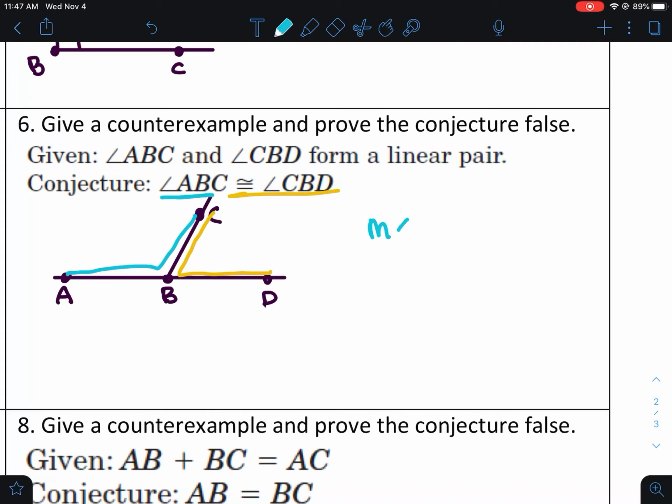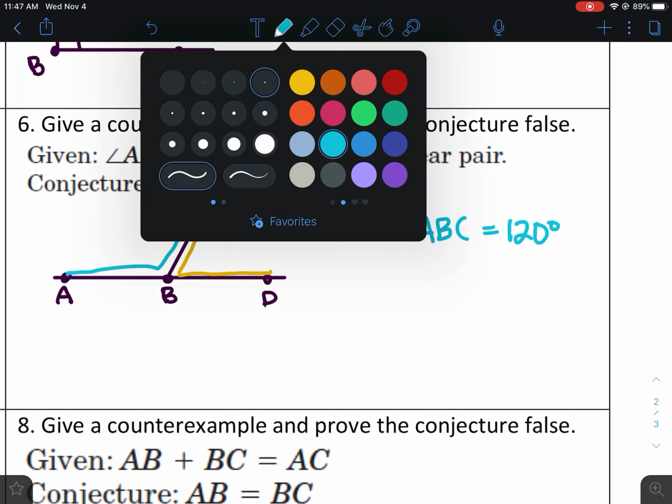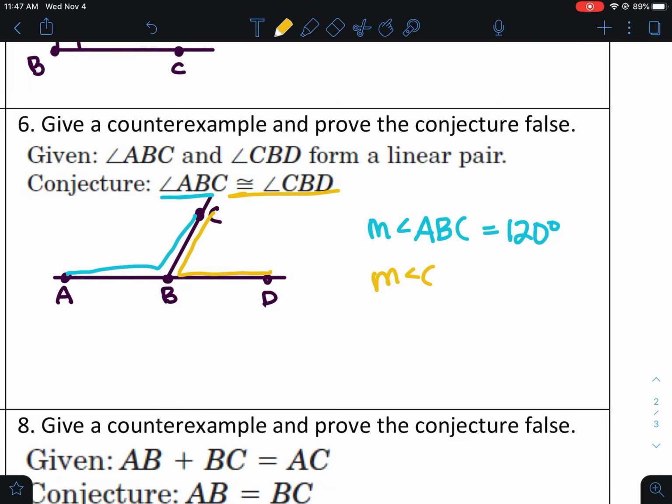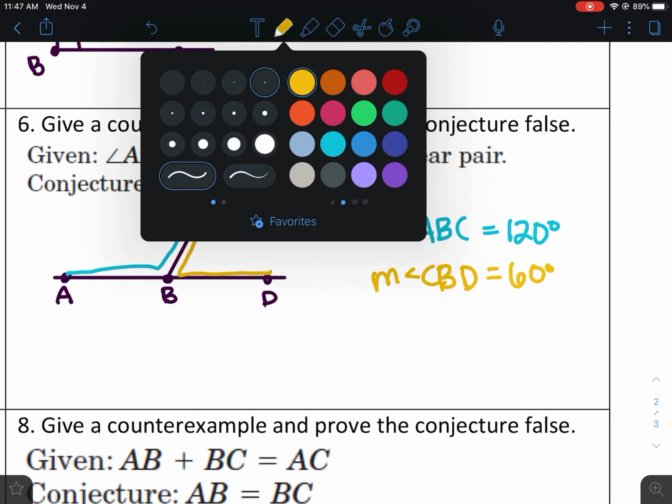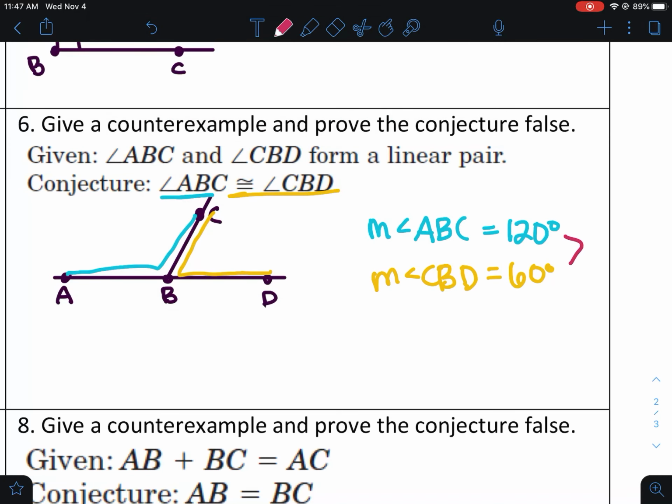what if the measure of angle ABC was, I don't know, 120 degrees? Then the measure of CBD would have to be 60 degrees, and those two are clearly not equal. So there's your counterexample. It's not fancy, there's not a specific way to do it. You just need to explain it the best way you can. So you could just say that the measure of ABC is not equal to the measure of angle CBD in this case.